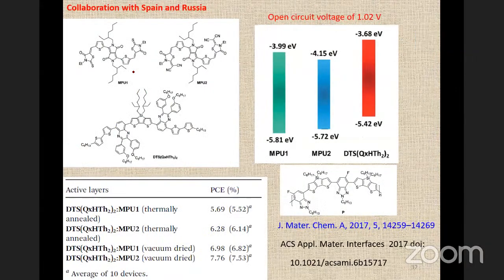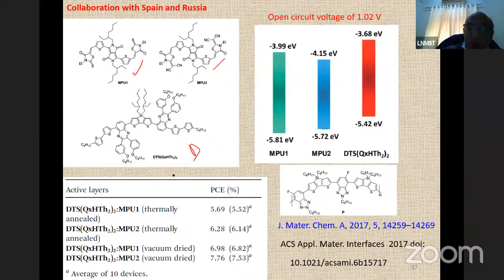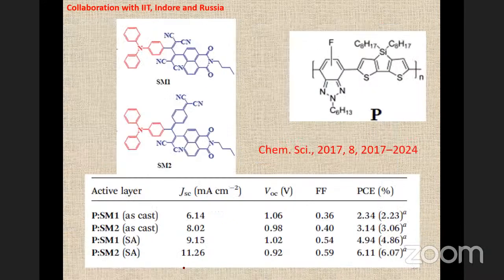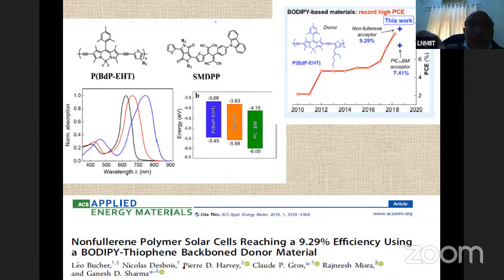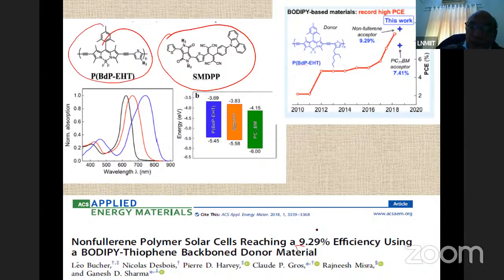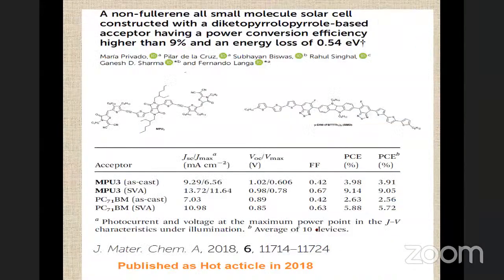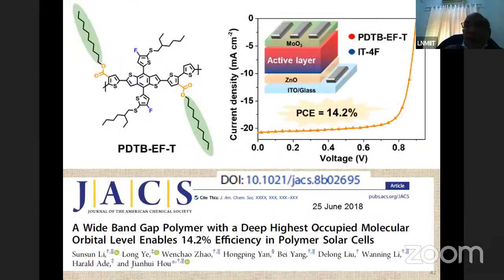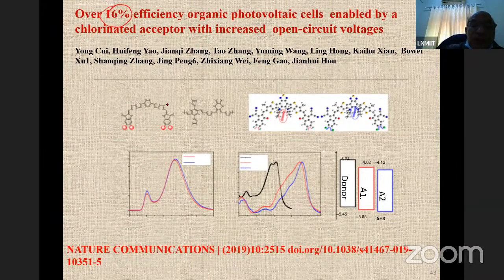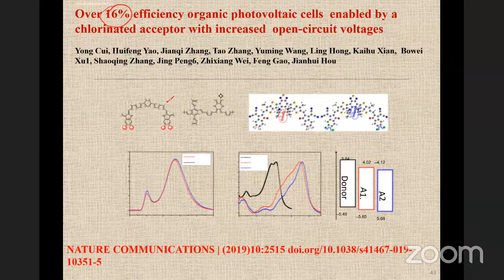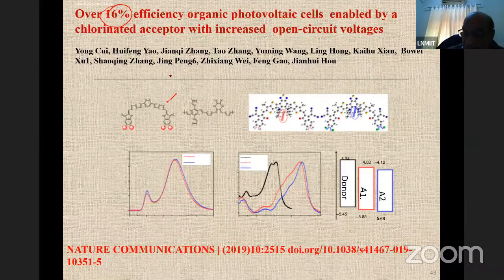This is acceptor here, this is acceptor here, this is your donor here. So we got efficiency of about 7 point something. And there is another one, again a small molecule here, this is donor here. We got efficiency of about 9.2%. Now, the maximum efficiency reported earlier was 16% using these non-fullerene acceptors.